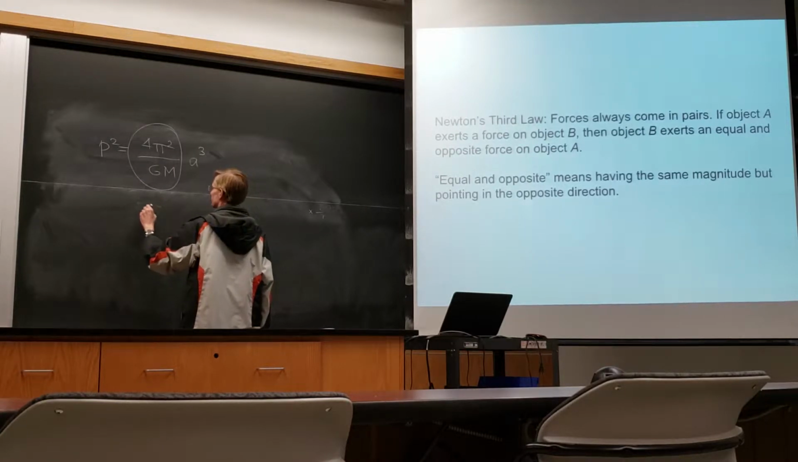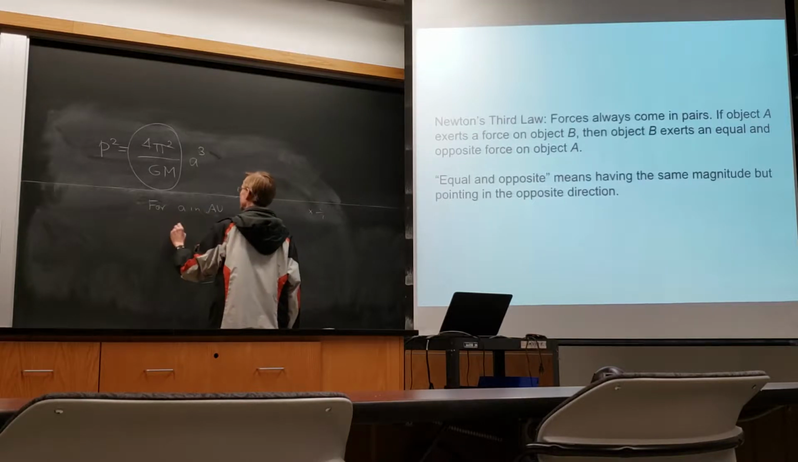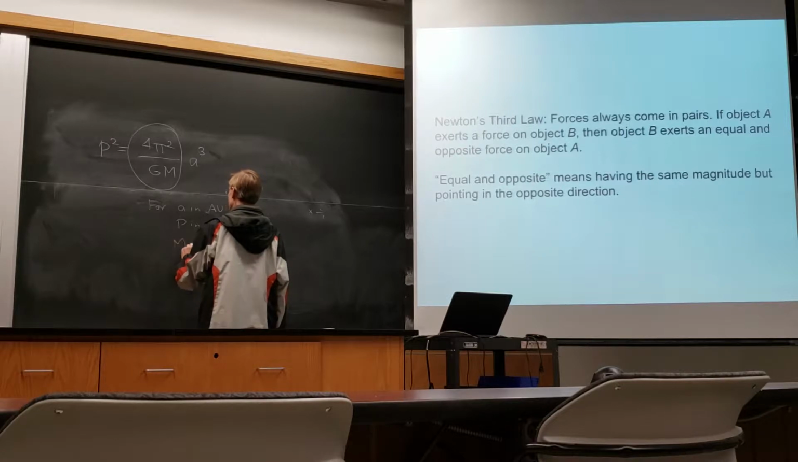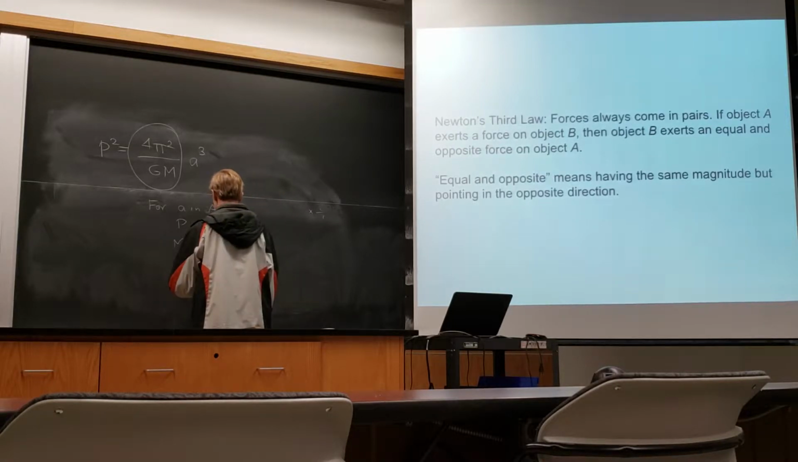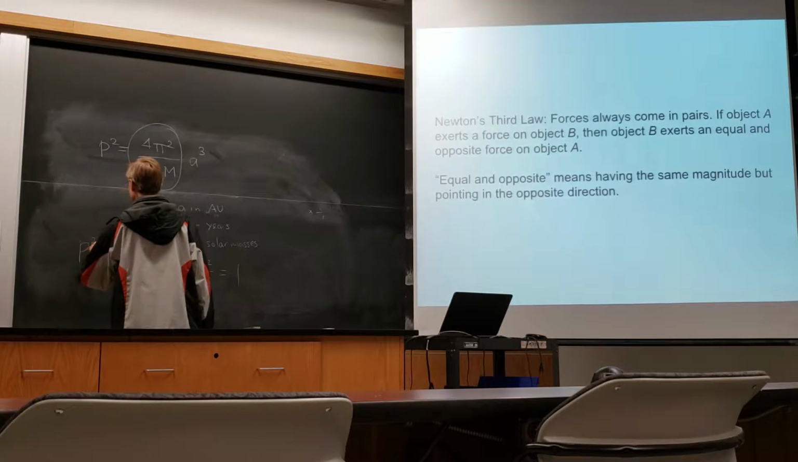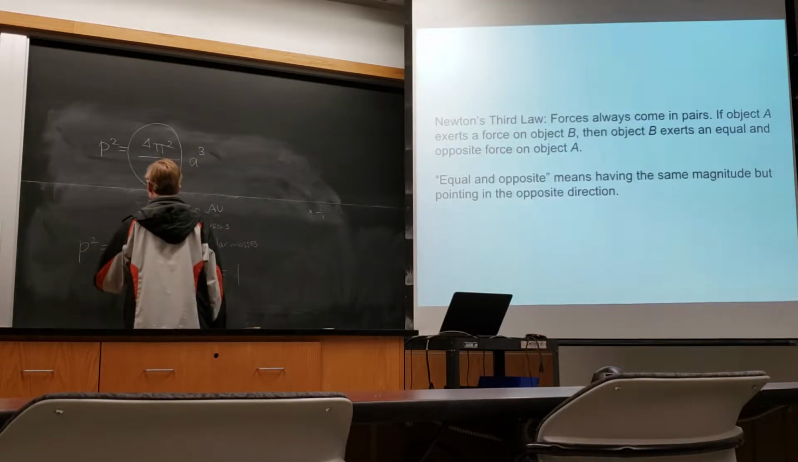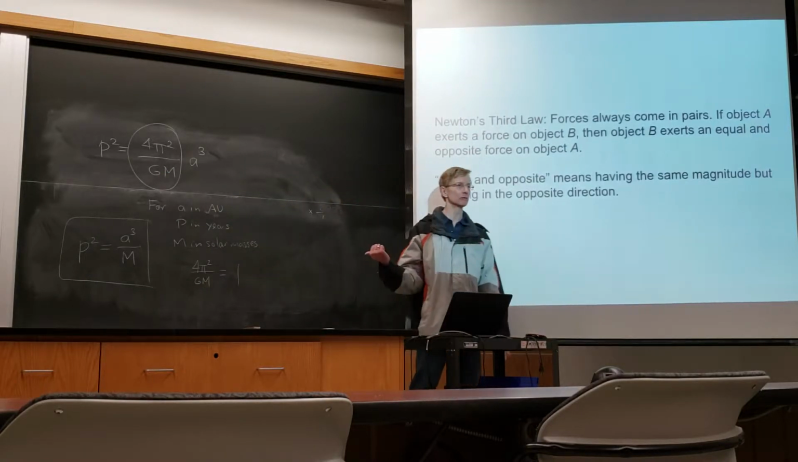But here's the thing. For a in AU and P in years and M in solar masses, in those units, if you figure out what 4 pi squared divided by GM is, it's 1. In other words, it simplifies to P squared is equal to a cubed divided by M, which is what we were using earlier, and that's what I would want you to use.